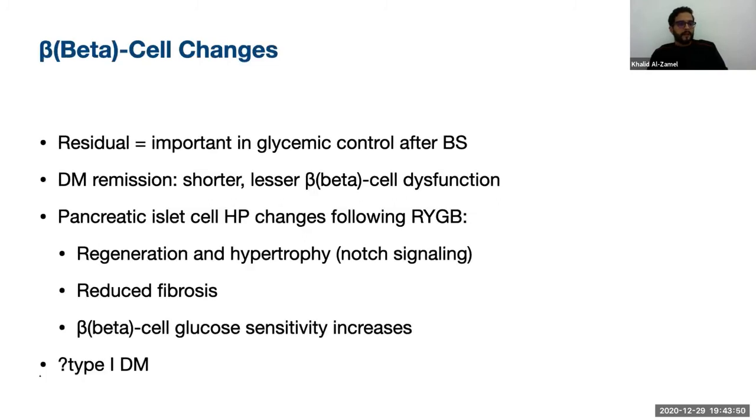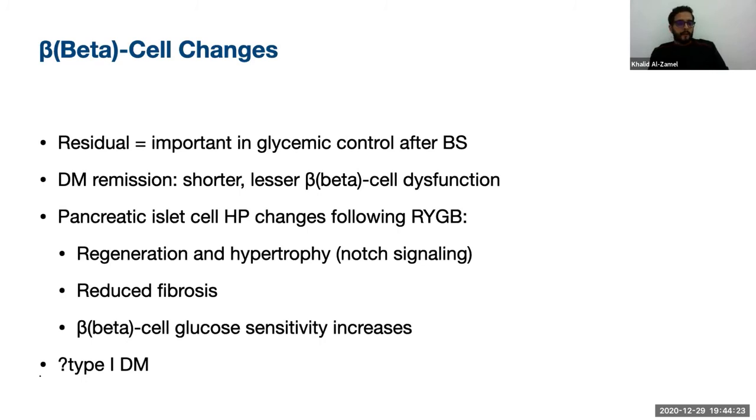The beta cell changes. I think this is one of the most important slides in the presentation because it talks about a very important point in diabetes resolution after bariatric surgery, because the residual volume of the beta cell is very important in glycemic control after bariatric surgery. And this is why we see the changes in those with diabetes type 2 and not type 1.